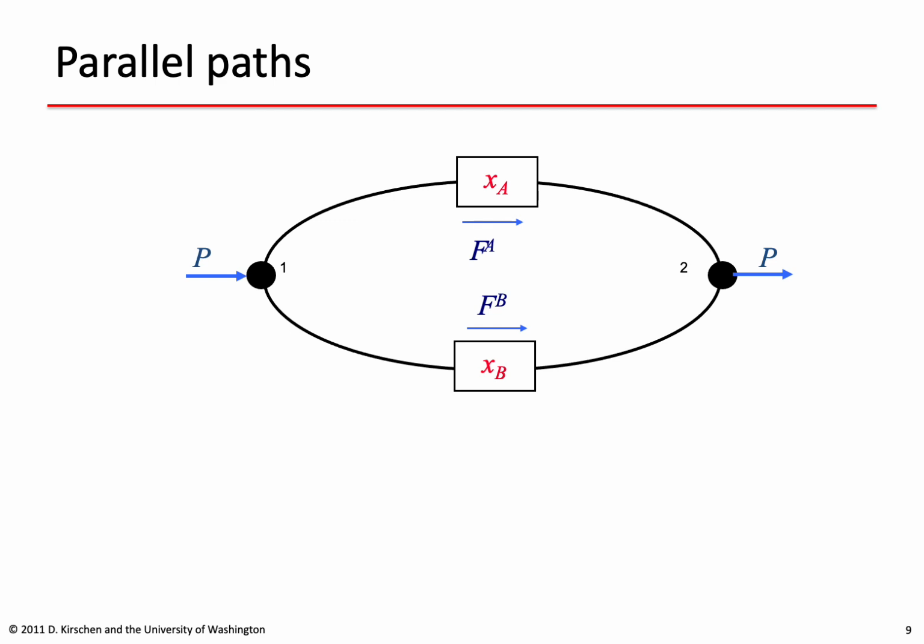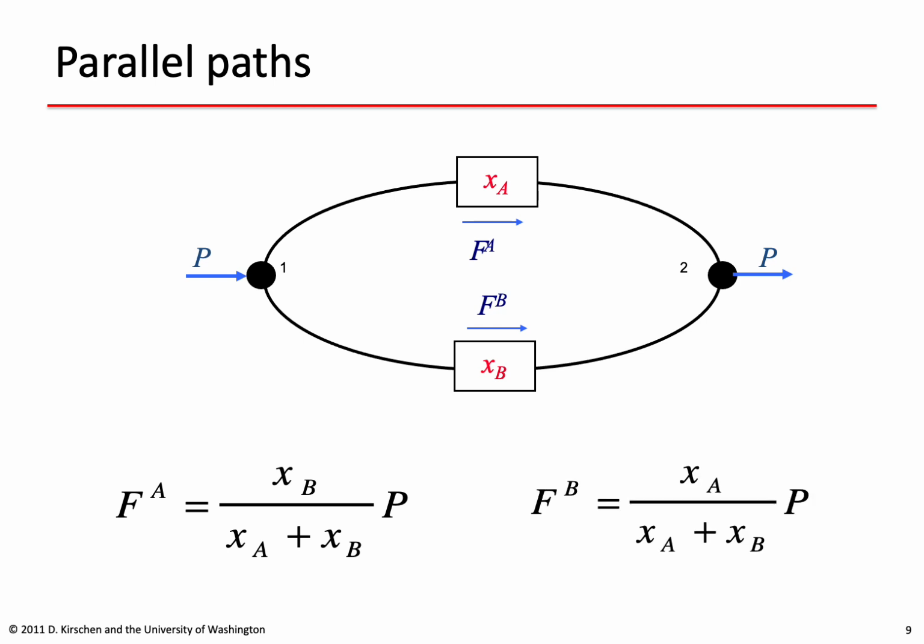This power P that flows from node 1 to node 2 is going to divide itself into a flow FA through path A and a flow FB through path B. The flow FA is given by the ratio of XB, the reactance of the opposite path, divided by XA plus XB, the sum of the reactances of the two paths, and multiplied by the power P. Similarly, the fraction of the power that flows from 1 to 2 in path B is equal to XA over XA plus XB times P. And you can easily check that FA plus FB is equal to P.